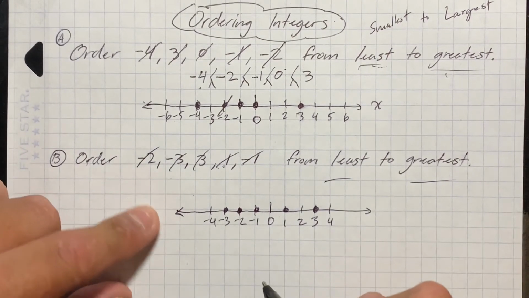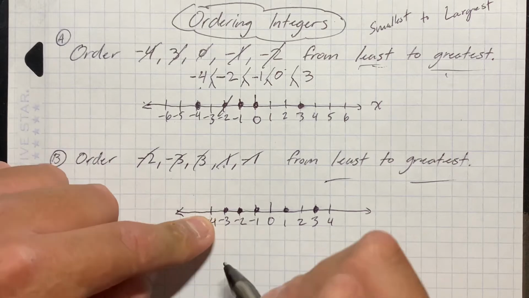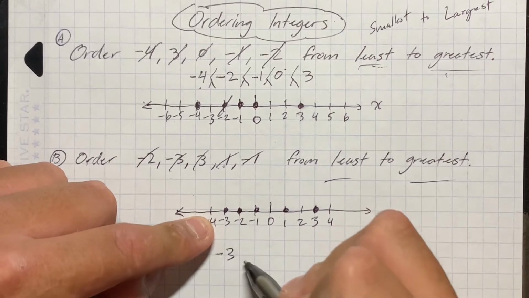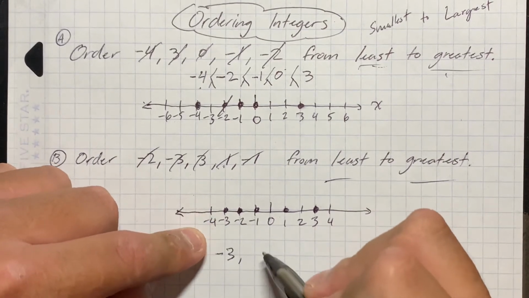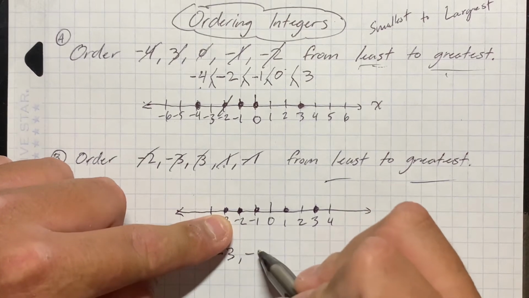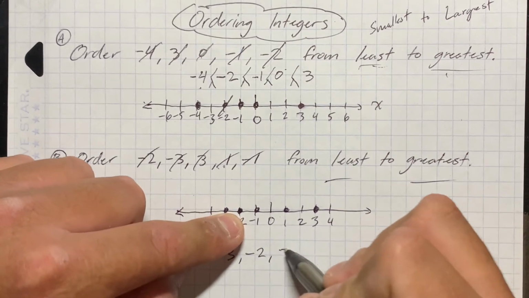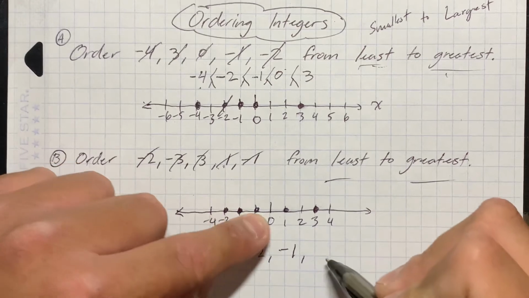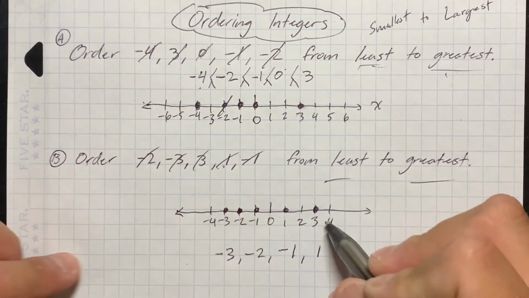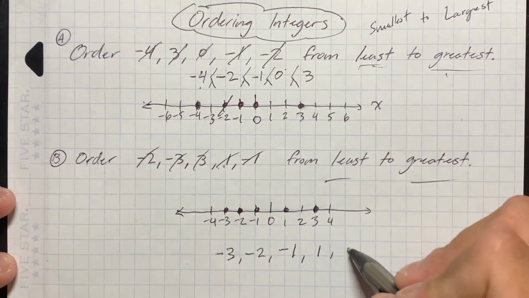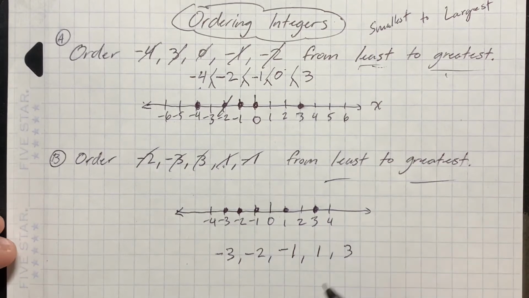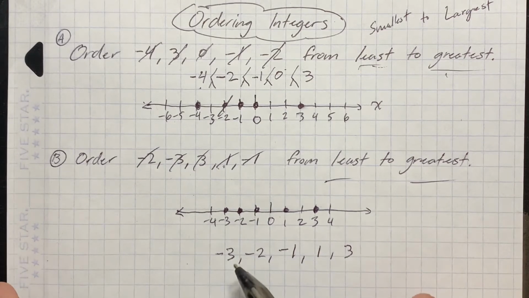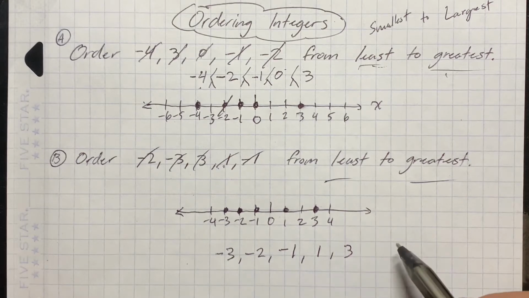So the smallest number according to that is going to be -3. The next largest is going to be -2. Next largest is -1. The next largest is +1. And the largest, the greatest number, the greatest integer is going to be +3. So there we go. We listed and ordered these numbers from least to greatest.